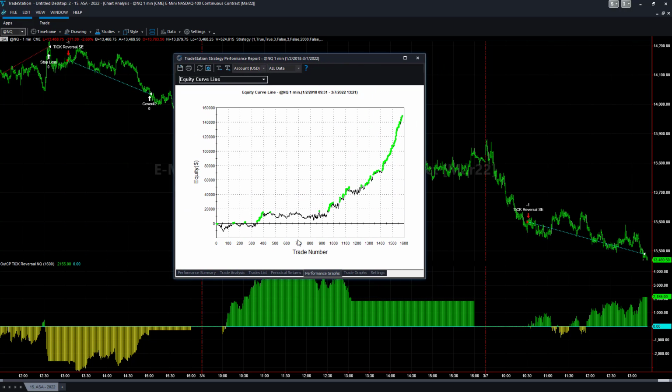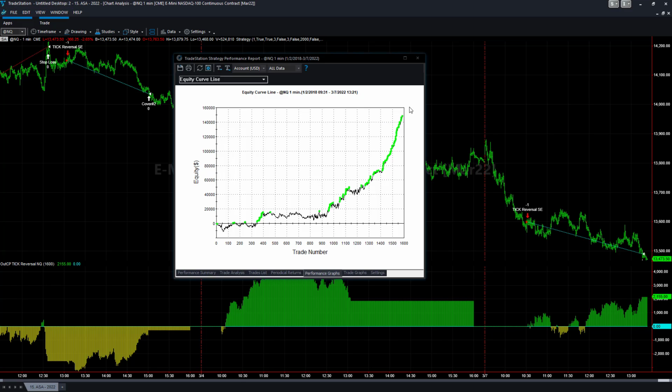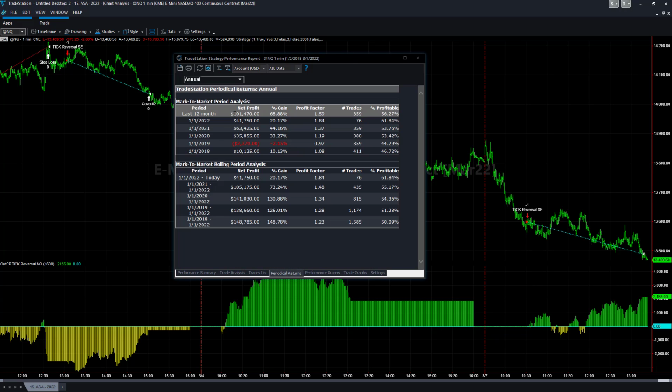This strategy does not work prior to 2018, and it works best in the recent market environment, recent volatility, these dollar reversals that we're seeing in these markets. And you can see today, on March the 7th, it is making brand new equity peaks. I want to reduce the time period so you can fully see the most recent results and how well it's done.